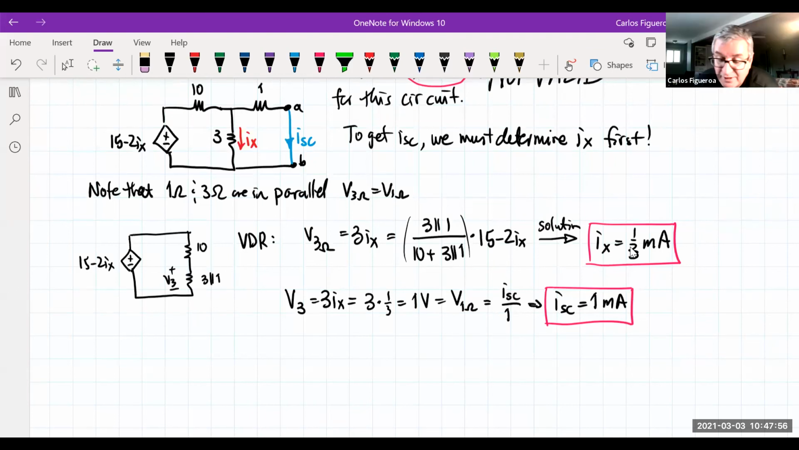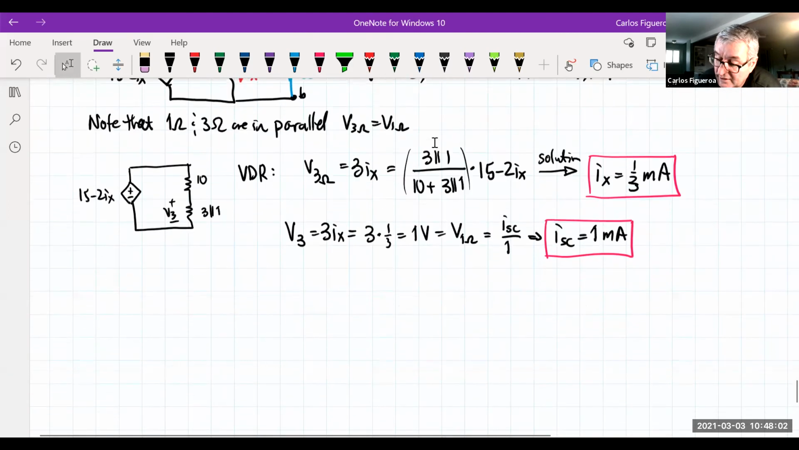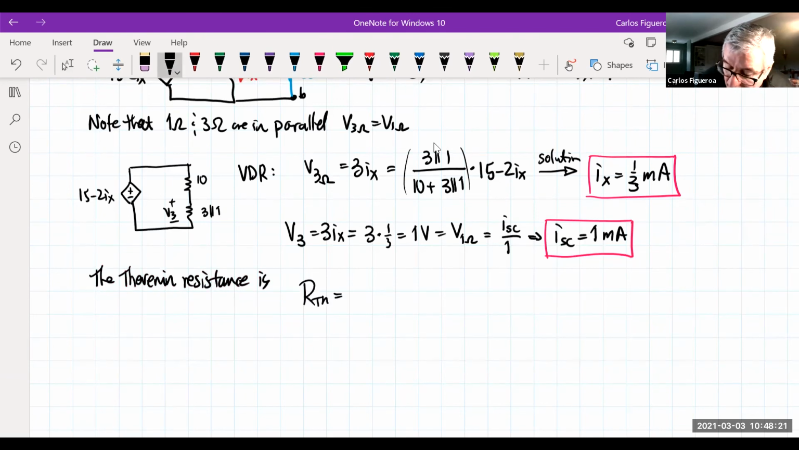So now that I have I short circuit, I could then go in and calculate what? With VOC, I could go calculate RTH. So now the Thevenin resistance is going to be RTH, which is then going to be VOC over I short circuit, and then this voltage was what? 3 volts. This current is 1 milliamp, so therefore this has to be a 3K resistor.